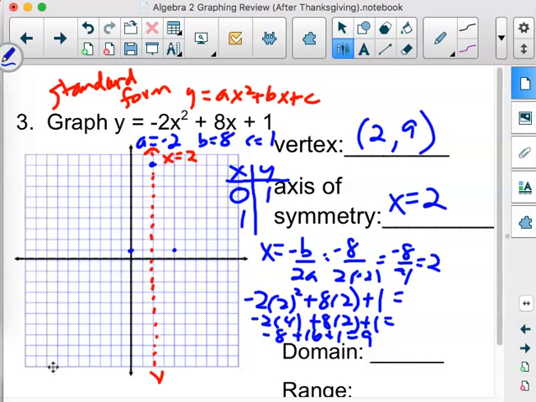So 1 squared is 1. 1 times negative 2 is negative 2. 8 times 1 is 8. Negative 2 plus 8 is 6. And 6 plus 1 is 7. 1, 7.